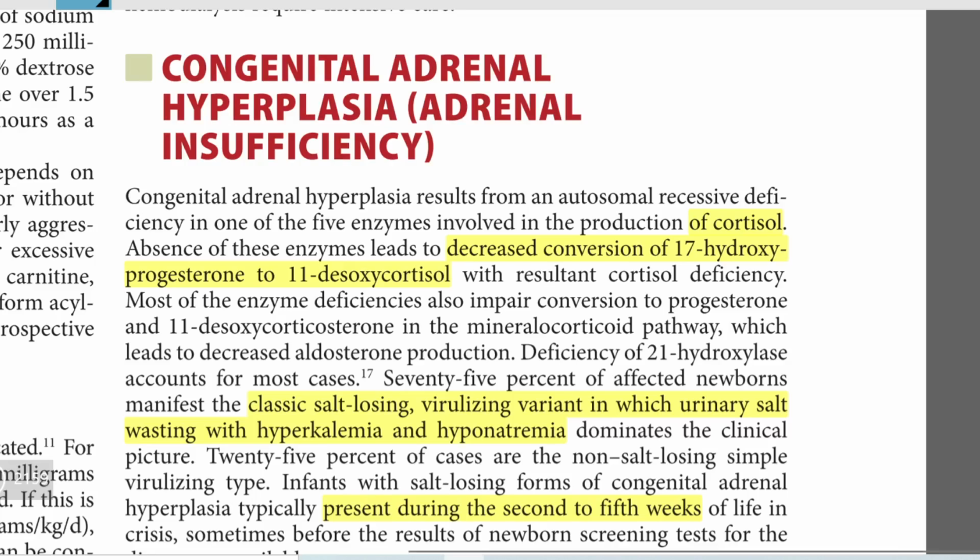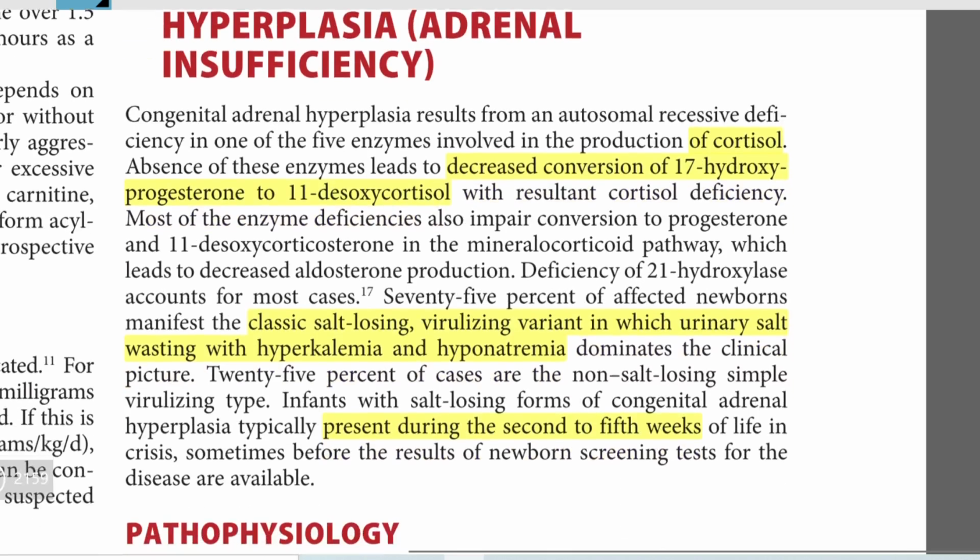Cortisone and the sex hormones, androgens. So absence of these enzymes leads to decreased conversion of 17 hydroxyprogesterone to 11 desoxycortisol with resultant cortisol deficiency. Most of these enzymes also impair conversion to progesterone and 11 desoxycorticosterone in the mineralocorticoid pathway, which leads to decreased aldosterone production too. Deficiency of 21 hydroxylase accounts for most cases.